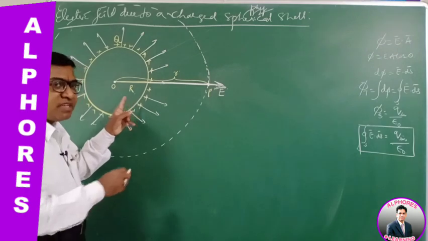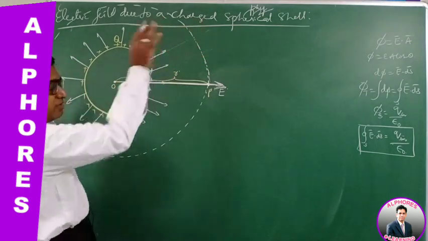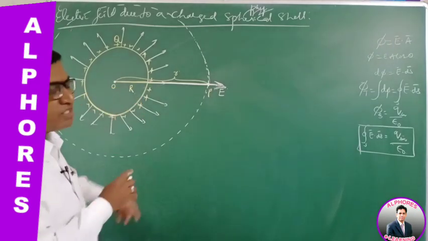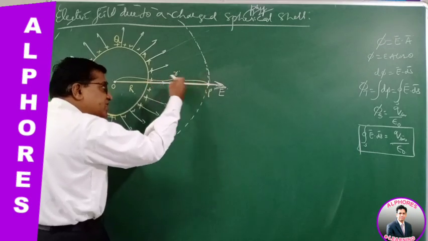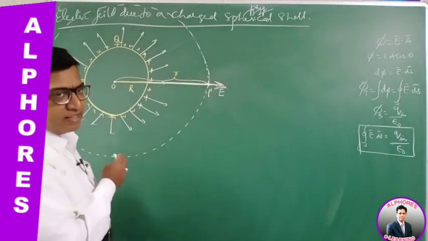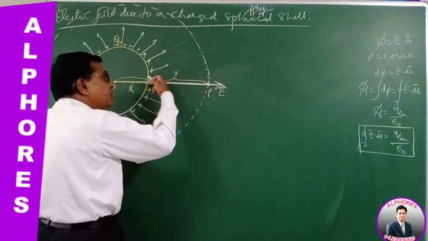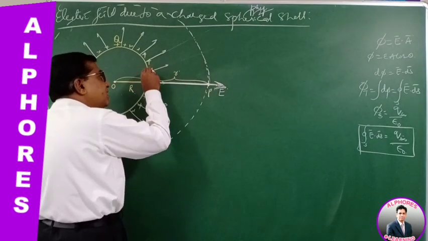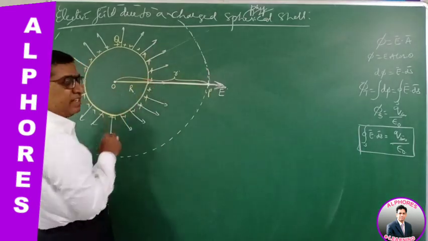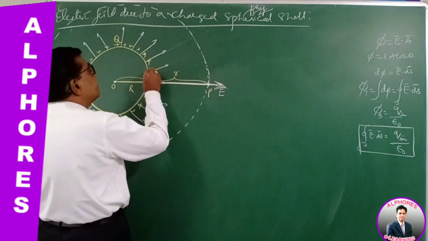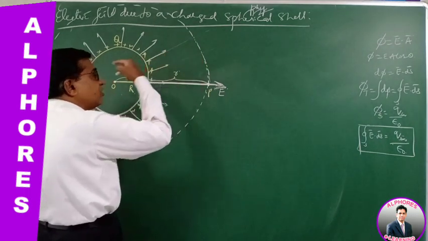If it is positive charge, the lines of force are outward normals, moving away from the surface to infinity. If it is negative charge, the lines of force would be along the same normal but towards the center of the sphere. They will be along the same outward normal, but the lines of force will be towards the center, and they stop at the surface, from infinity to the surface of the conductor. So the lines of force will just stop here, right? They will be along the normal only, but they just stop at the surface.